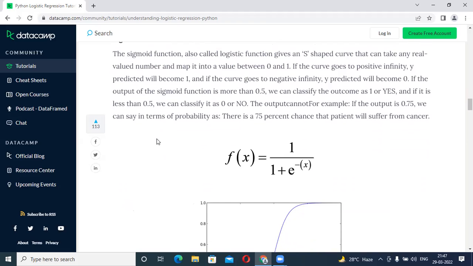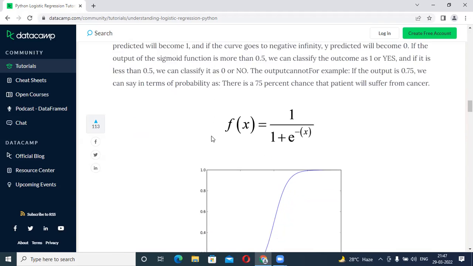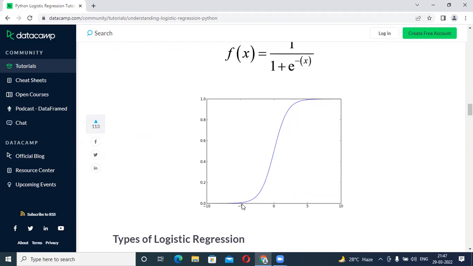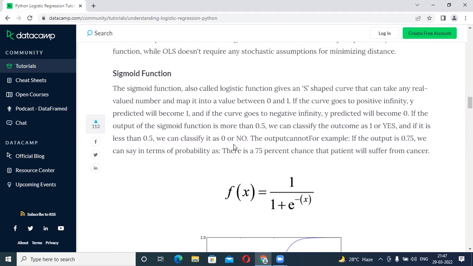Now this is a sigmoid function. As I told you, what is the sigmoid function? When we deal with logistic regression, that is in a classification analysis, we will always consider the sigmoid function, which is basically a logistic function. As I told you, this is a curvature, and this curvature is defined by an S-shaped curve.